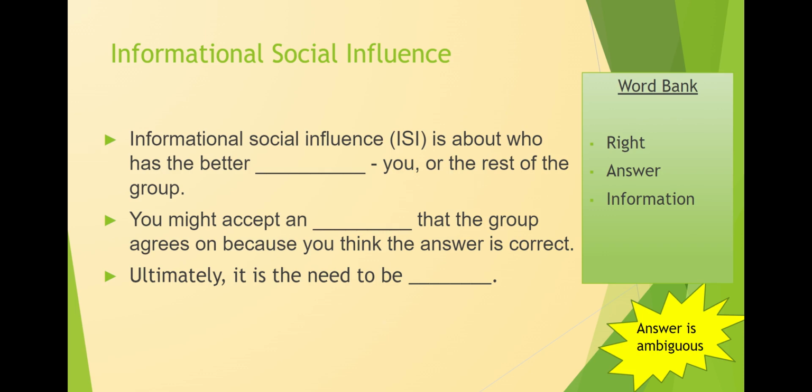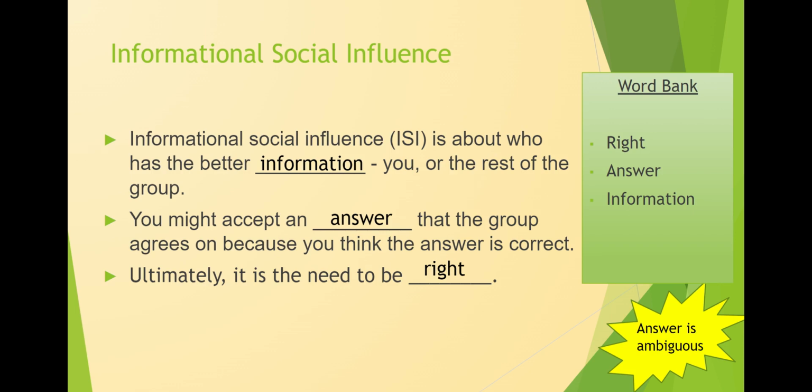Okay, informational social influence, or ISI, is about who has the better information, you or the rest of the group. You might accept an answer that the group agrees on because you think the answer is correct. Ultimately, it is the need to be right. Now, I've put here, informational social influence happens when the answer is ambiguous. The word ambiguous means there's no clear answer, or there could be several different answers.